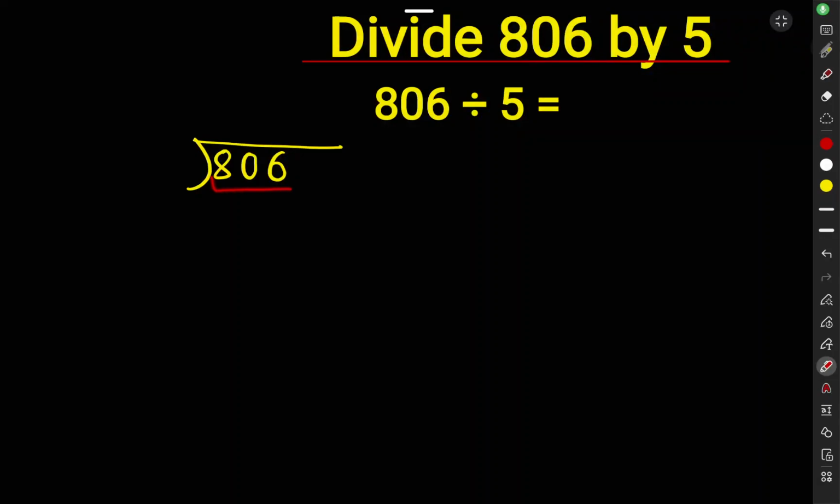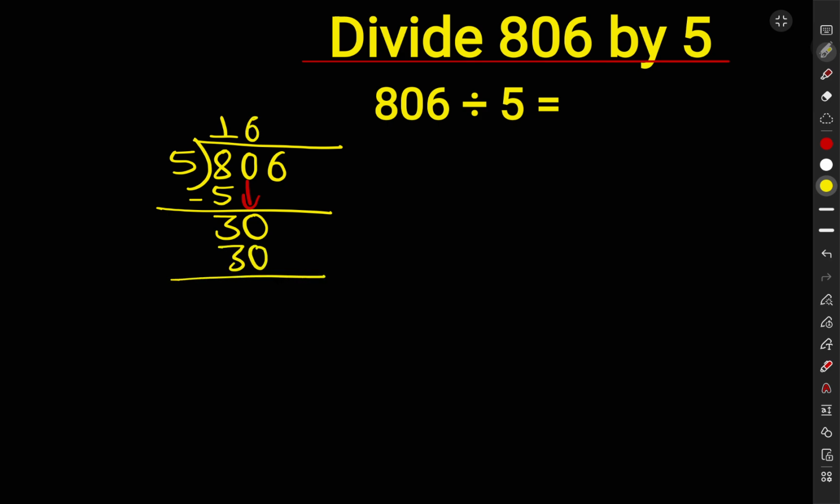Divide 806 by 5 in a long division method. 5 times 1 is 5. On subtracting, we get 3. So now we put down this 0 and it is 30. So 5 times 6 is 30. On subtracting, we get 0.